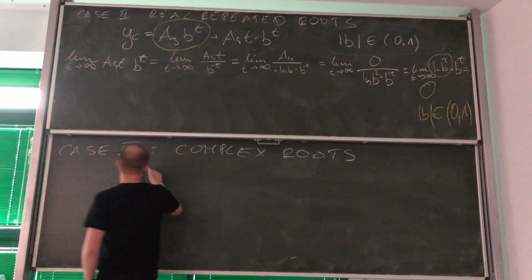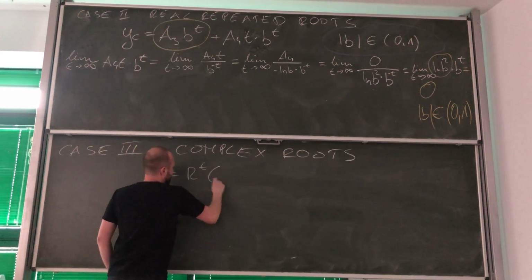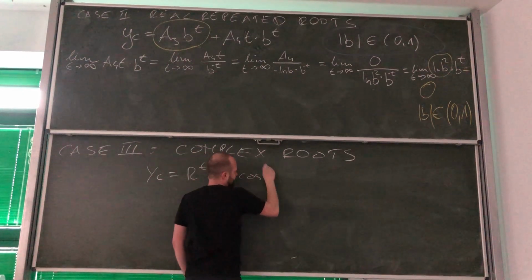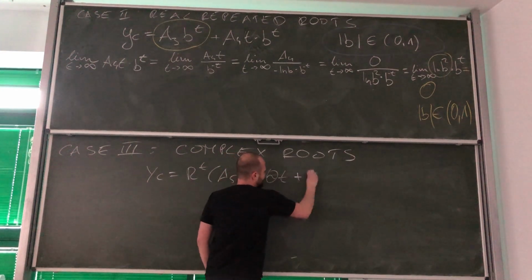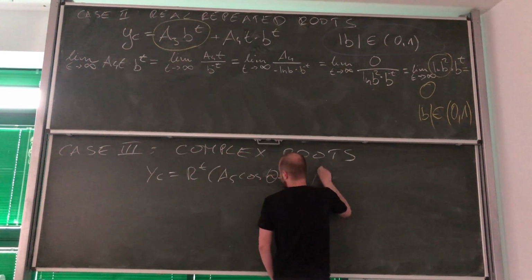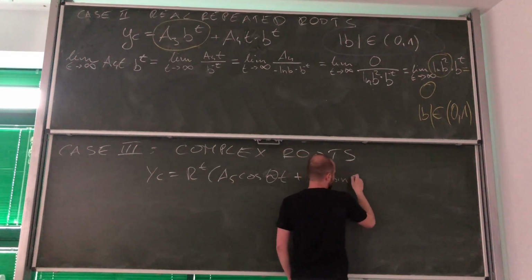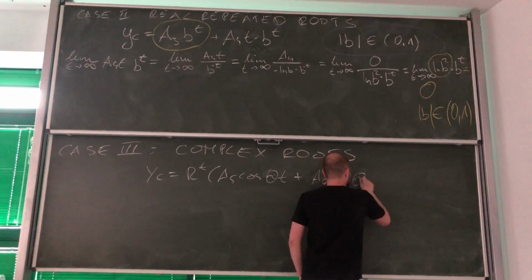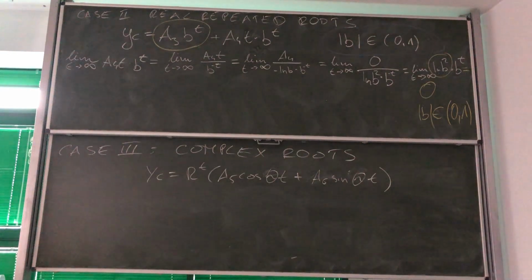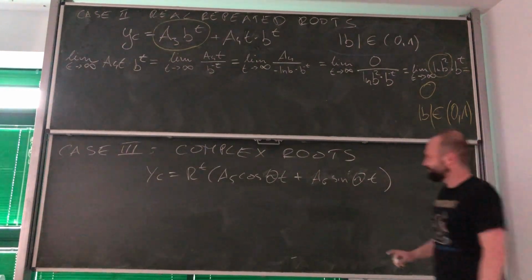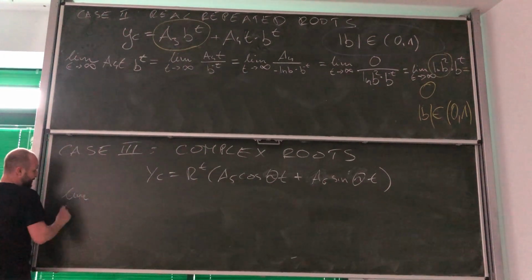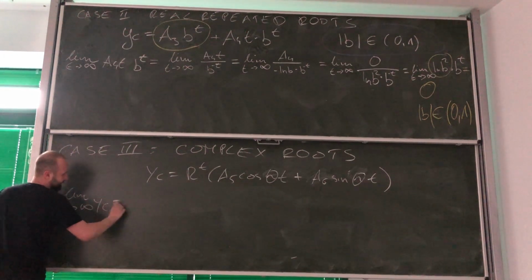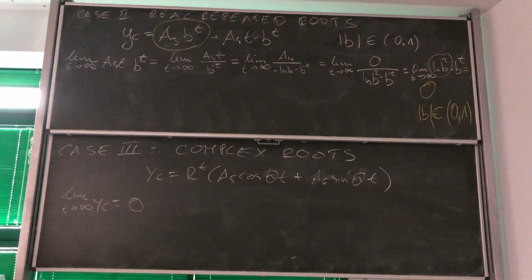Okay, look, our complementary function is given by r^t (A5 cosine θt + A6 sine θt), right? Now look, again, of course, the limit as t approaches infinity of yc equal to 0 means that we've got convergence, right?